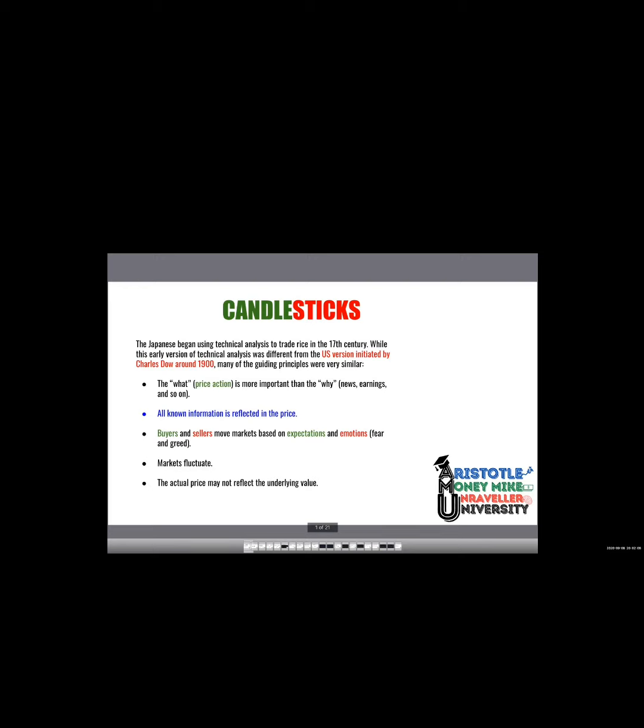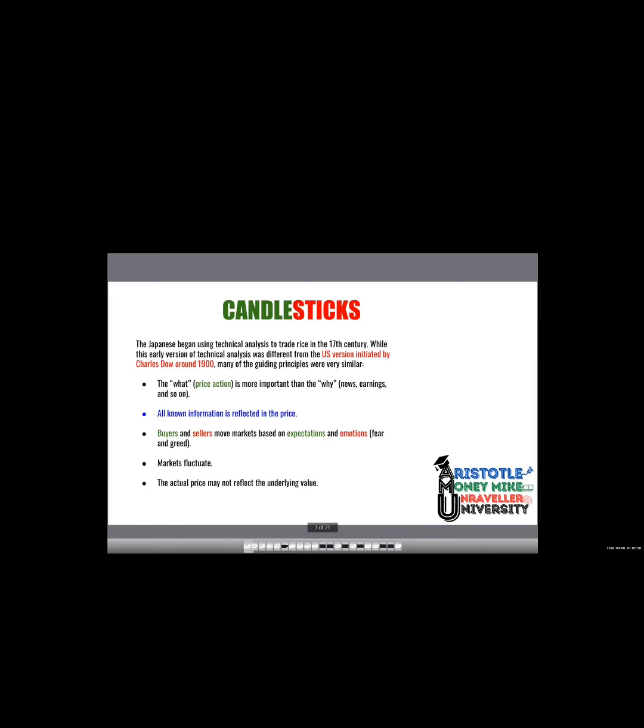But anyways, the Japanese began using candlestick analysis to trade rice in the 17th century. While this early version of technical analysis was different from the US version initiated by Charles Dow around 1900, many of the guiding principles were very similar. The what, price action, is more important than the why. All known information is reflected in the price. Buyers and sellers move the market based on expectations and emotions, fear and greed. Markets fluctuate. The actual price may not reflect the underlying value.